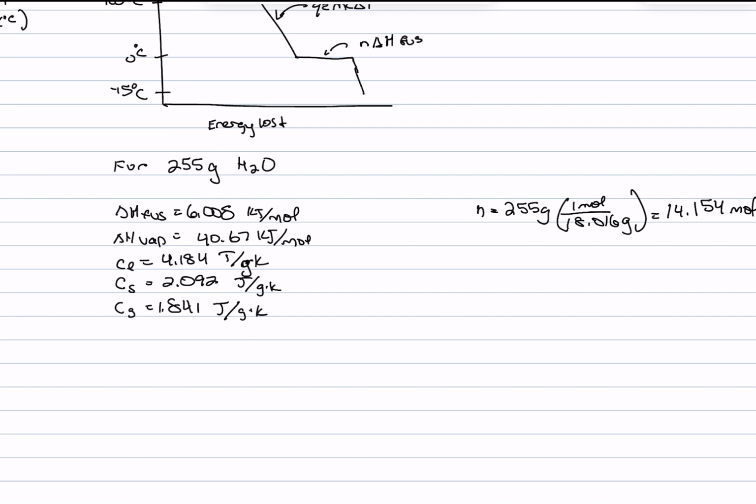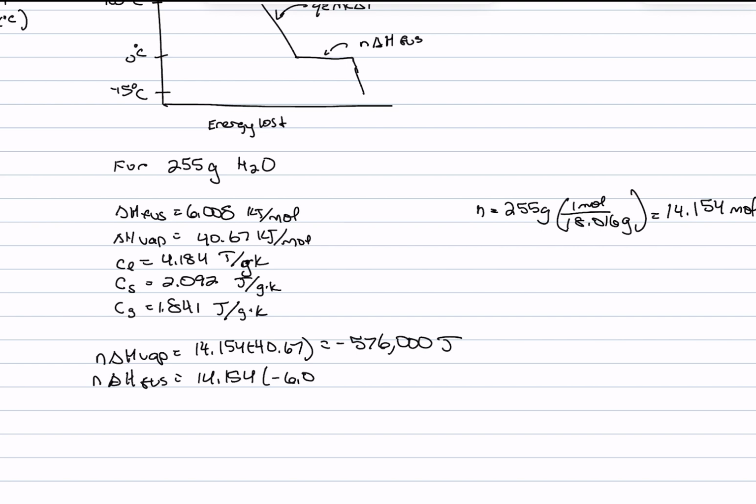Then we can multiply that by the ΔH of vaporization to get negative 576 kilojoules, and that's equal to negative 576,000 joules. And we can also multiply that by the ΔH of fusion to get negative 85.3 kilojoules, or negative 85,000 joules. And then we can shift over to looking at the Q's.